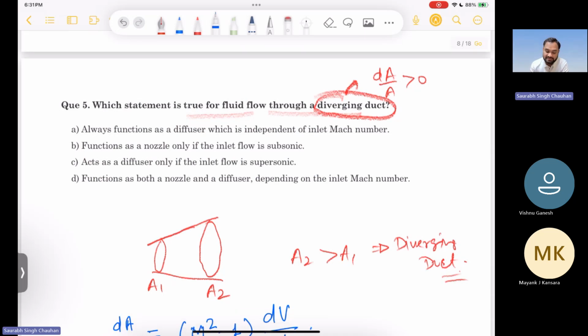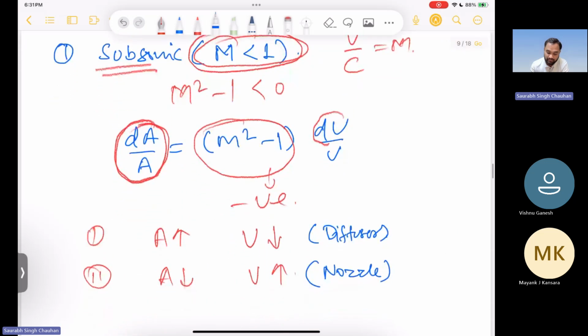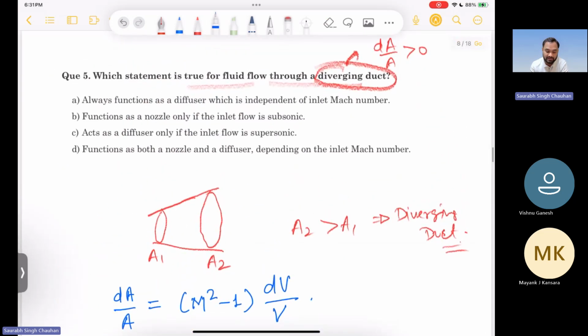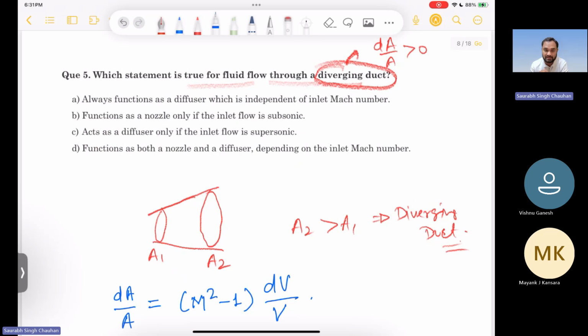Option B says functions as a nozzle only if the inlet flow is subsonic. So if the inlet flow is subsonic, then for a diverging duct, this will act like a diffuser. So this is also not correct. It will not function like a nozzle if the inlet flow is subsonic.